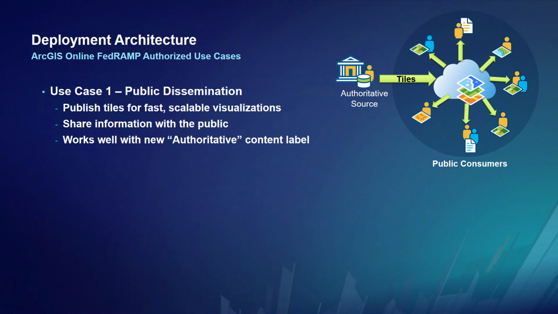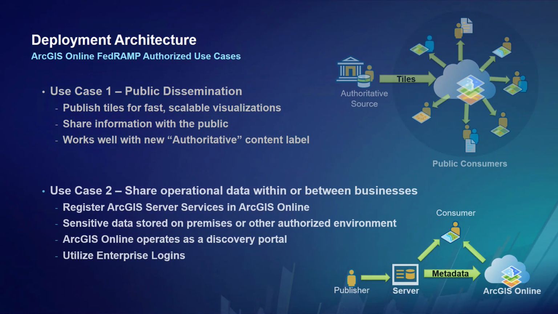Now, we also go through a couple of use cases relative to this authorization to get people comfortable with what are some good ways to use the solution in an accredited manner. The first use case is quick public dissemination of information, publishing tiles for fast scalable visualizations, sharing information with the public. There's this new authoritative content label that could be used with this for sharing information in a manner that there's strong assurance by the end customers.